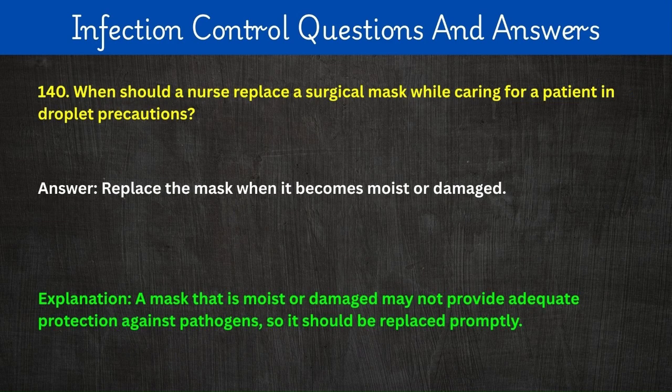140. When should a nurse replace a surgical mask while caring for a patient in droplet precautions? Answer: replace the mask when it becomes moist or damaged. Explanation: a mask that is moist or damaged may not provide adequate protection against pathogens, so it should be replaced promptly.